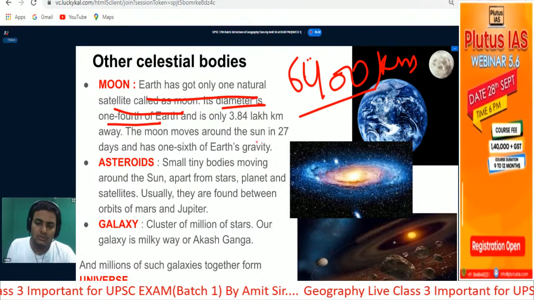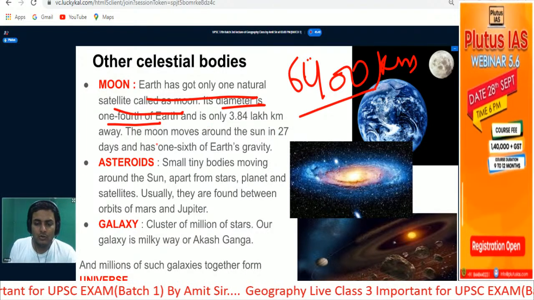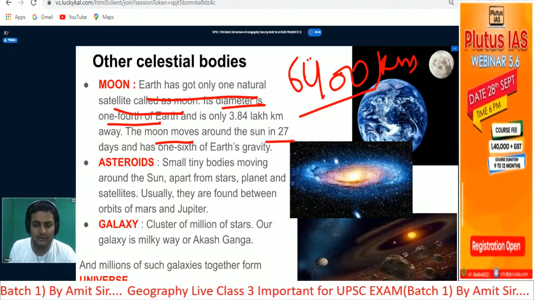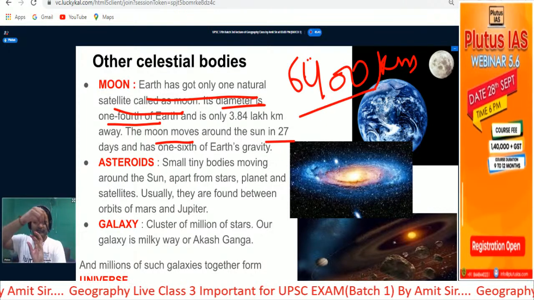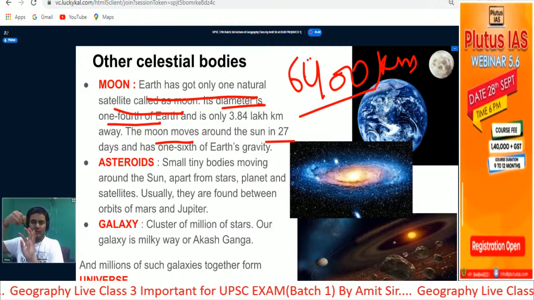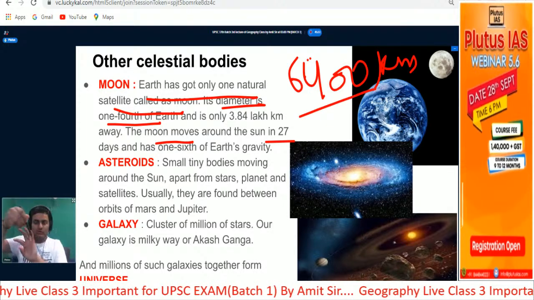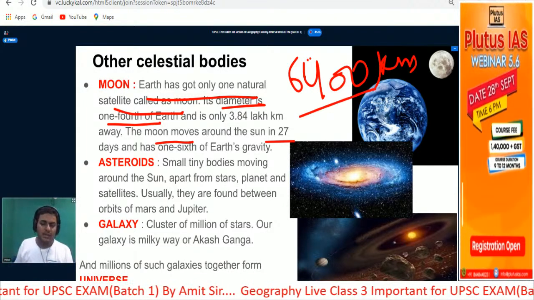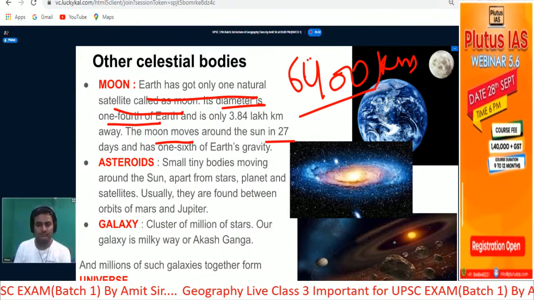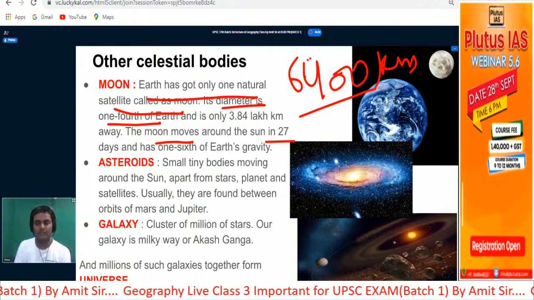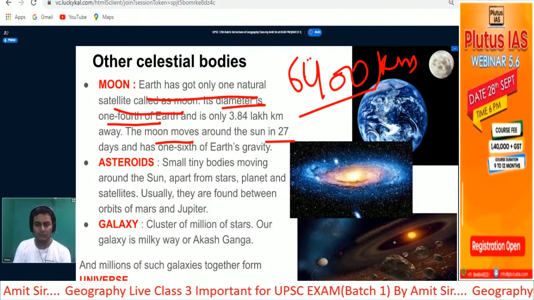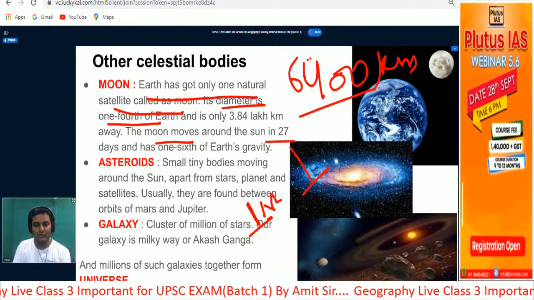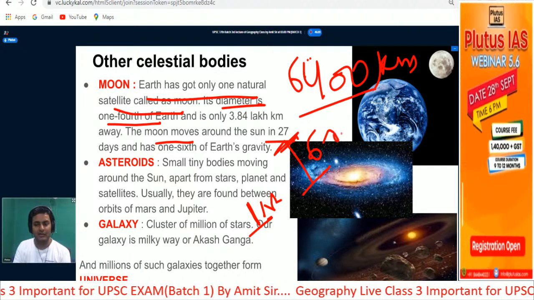Right. One more thing, that this moon moves around the Earth in 27 days because it rotates alongside this Earth, right? So this moon covers the entire rotation around the Earth in just 27 days, and its gravity is 1/6 of Earth. That is, if you jump on Earth, you will hardly go up to 1 meter. But on moon, you may go up to 6 meter and then crash landing.